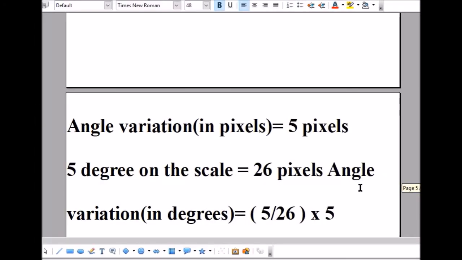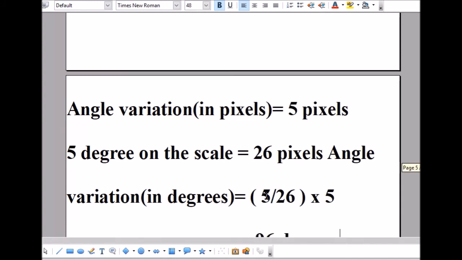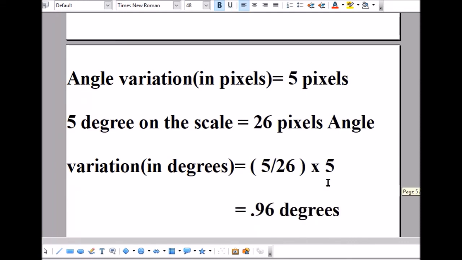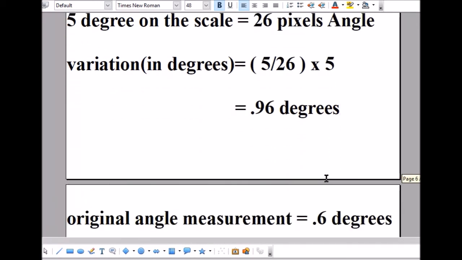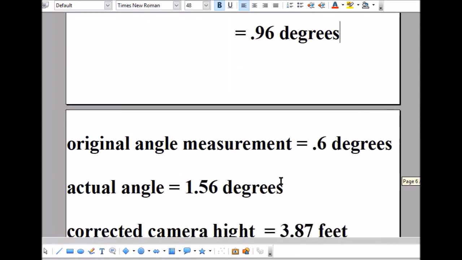So now that we have the numbers, we can start our math. The angle variation in pixels was 5 pixels. 5 degrees on the scale was 26 pixels, so we get the ratio: 5 divided by 26 and multiplied by 5. So the variation in degrees is 0.96 degrees. We add this to the original 0.6 degrees, so that gives us a total of 1.56 degrees.